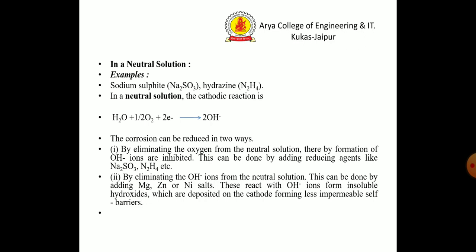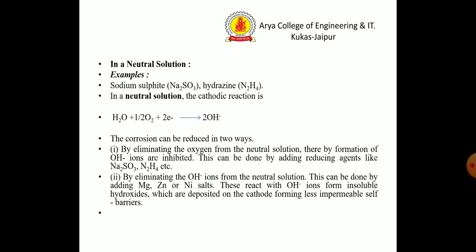In neutral solution, the cathodic reaction is half O2 plus H2O, and it accepts two electrons and converts into hydroxide ion. In neutral medium, the corrosion can be reduced by two methods. First, by eliminating the oxygen from the neutral solution, thereby formation of hydroxide ion is inhibited. This can be done by the addition of reducing agents like sodium sulfite and hydrazine.